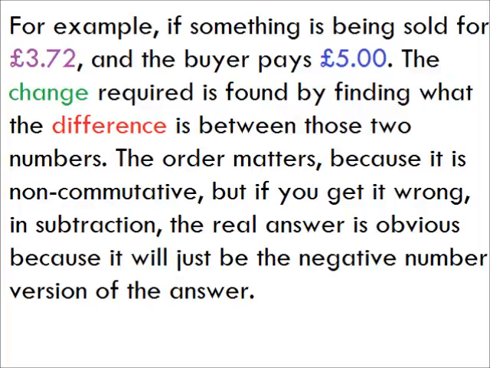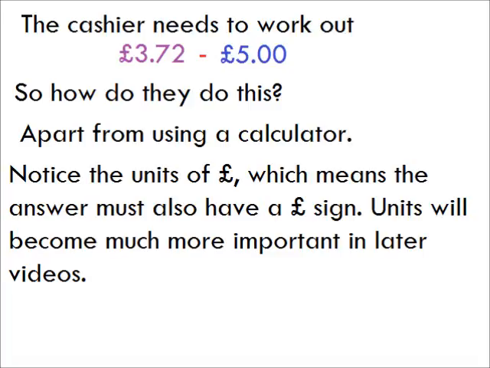You might say the difference is the same no matter what order you put them in, but the way negative numbers work, if you put them in the other order, the difference is minus the same number, which is what I just said before. So you just take the minus off if you do it wrong. So the cashier needs to work out £3.72 minus £5. So how do they do this, apart from using a calculator, which often they might do?